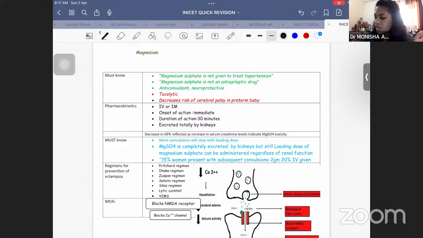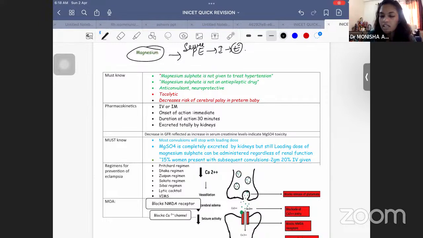See, magnesium is not given to treat hypertension. When do you give magnesium in pregnancy? In case of preeclampsia, severe preeclampsia, or when they are imminent for eclampsia. So magnesium sulfate is not given to treat hypertension. Magnesium sulfate is not an anti-epileptic. It is an anticonvulsant, neuroprotective, it is tocolytic, and it decreases the risk of cerebral palsy in preterm babies. Okay, these sentences are all questions.